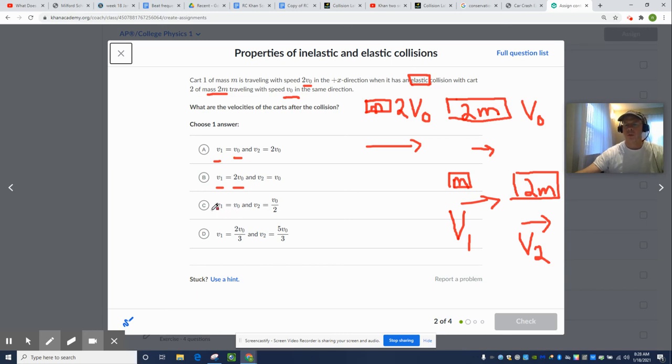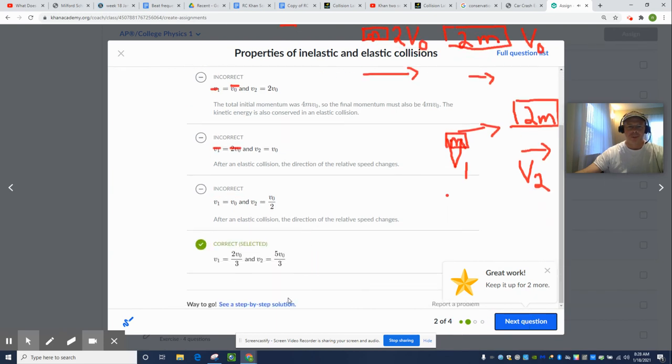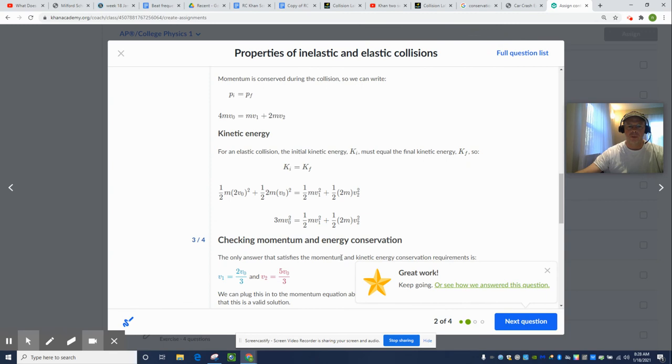Yeah, so I'm saying that all of these choices are disqualified. They fail the common sense test. I think it's this one, without doing all of the fancy system of equations. And there you go. I kind of want to read their hints. Way to go. See a step-by-step solution.